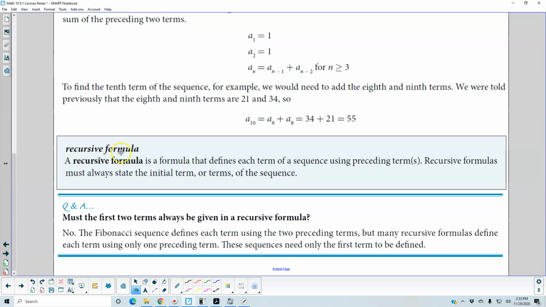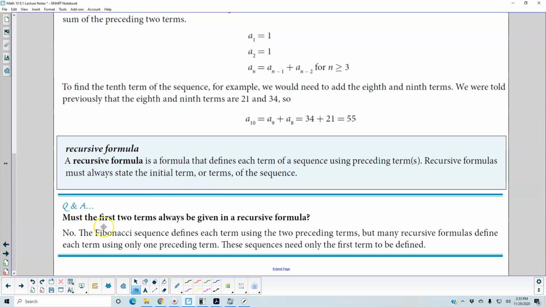So the definition of a recursive formula: a recursive formula is a formula that defines each term of a sequence using preceding terms. Recursive formulas must always state the initial term or terms of the sequence.